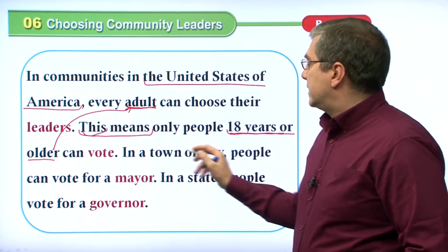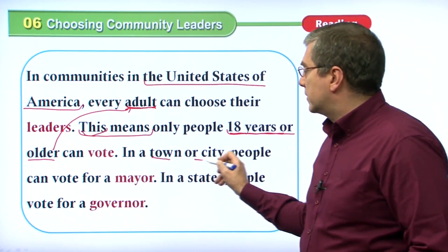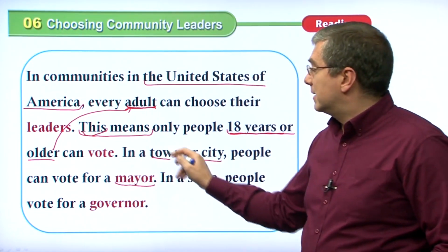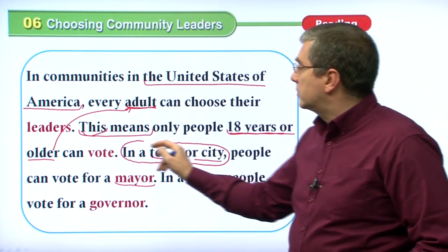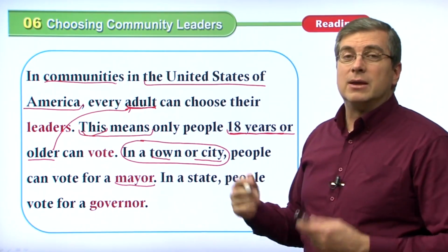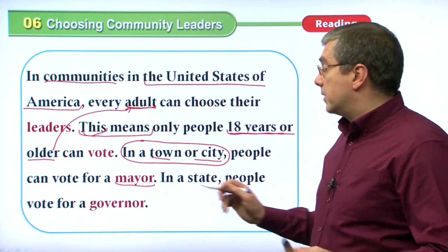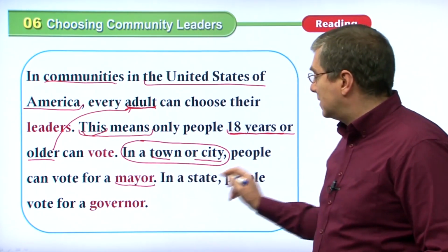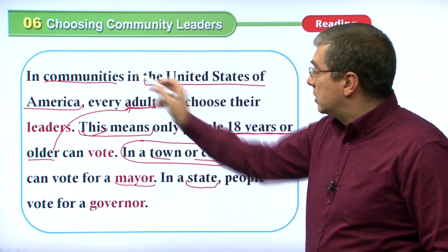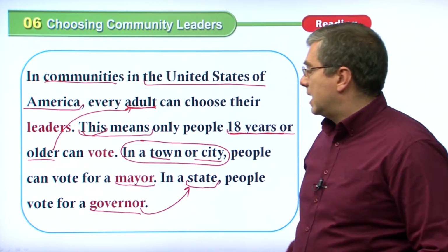Okay. In a town or city, people can vote for a mayor, right? We talked about that. The leader of a town or a city is a mayor. Okay, so in communities in the United States, a town or a city is a community, and the leader of a town or a city is a mayor. People can vote for a mayor. Another type of community is a state. In a state, people vote for a governor. So a state is another type of community. People can vote for a governor. A governor is a leader of a state. Okay?